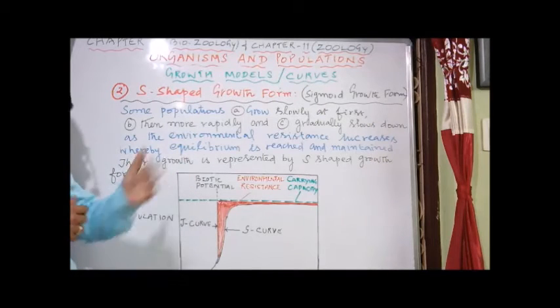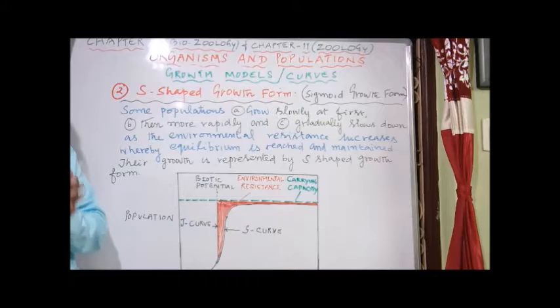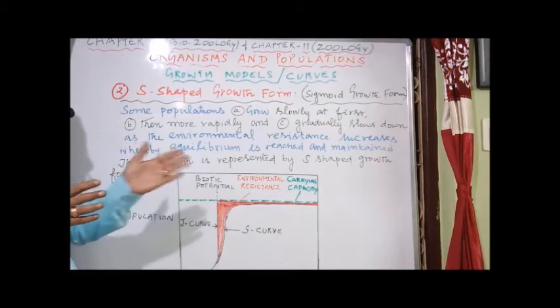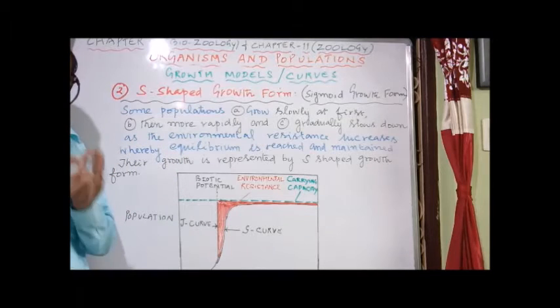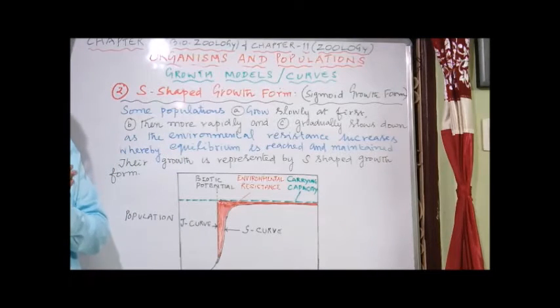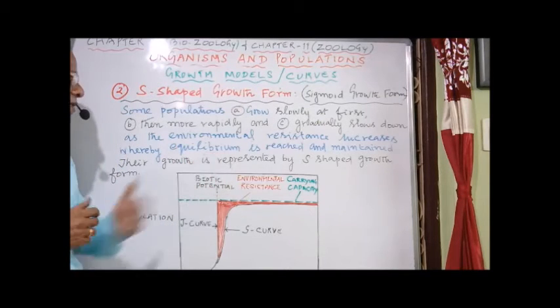So the sum total of all the factors, including biotic and abiotic, which act together to prevent the exponential reproducing capacity, is called the environmental resistance. Carrying capacity is the maximum number of individuals, species or population that a region can support, and that is called carrying capacity.